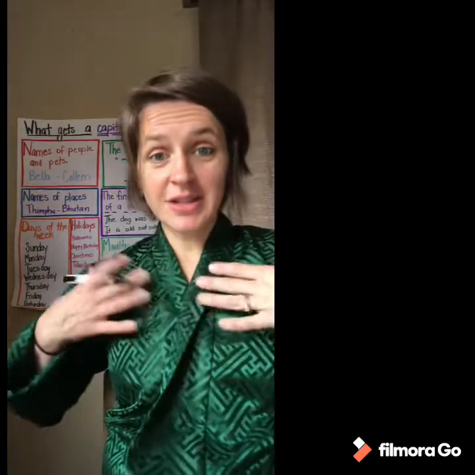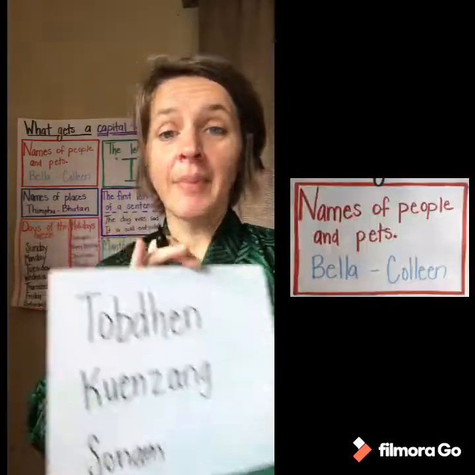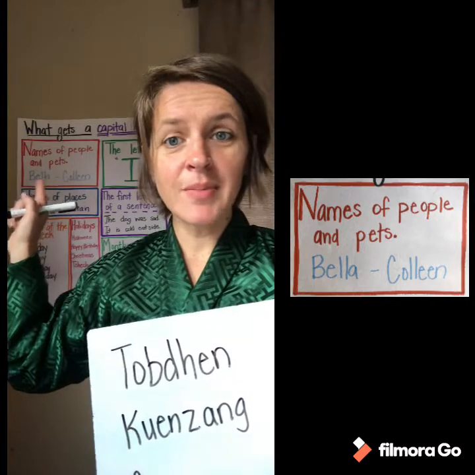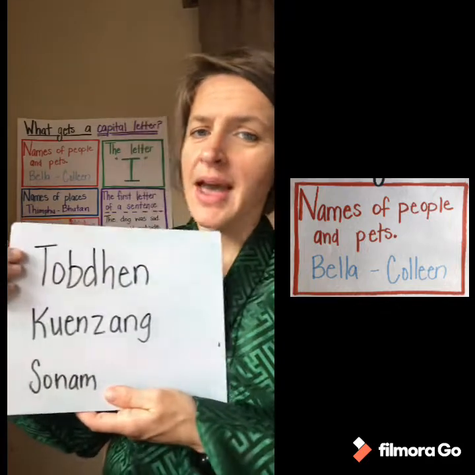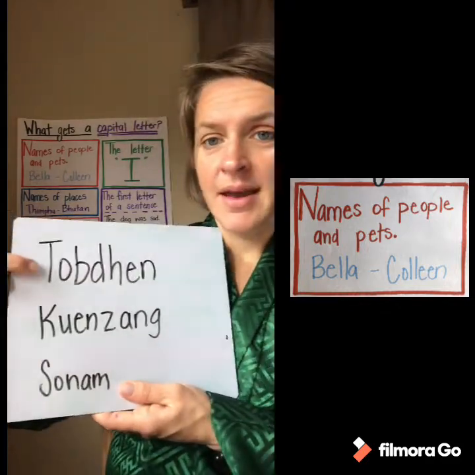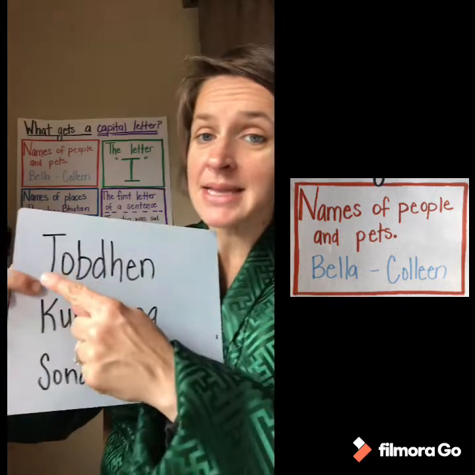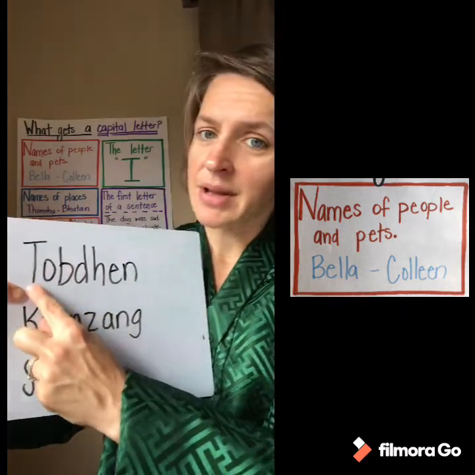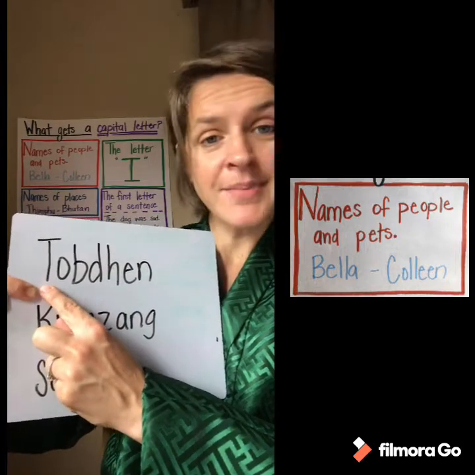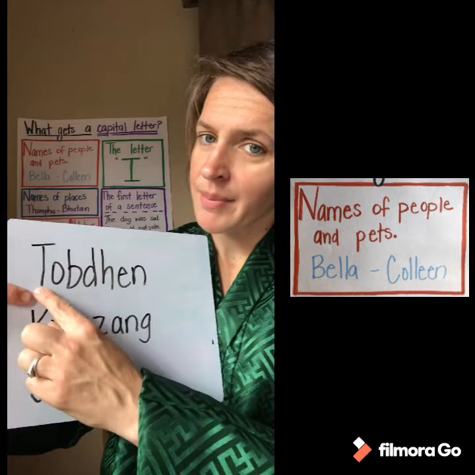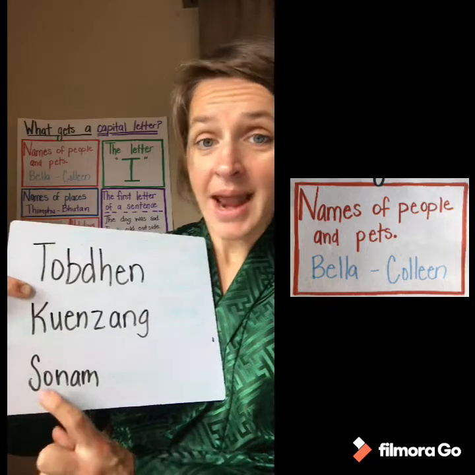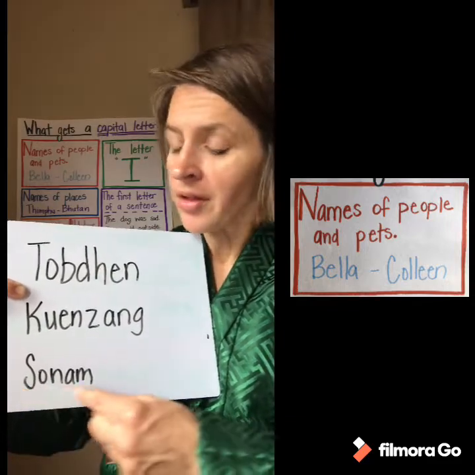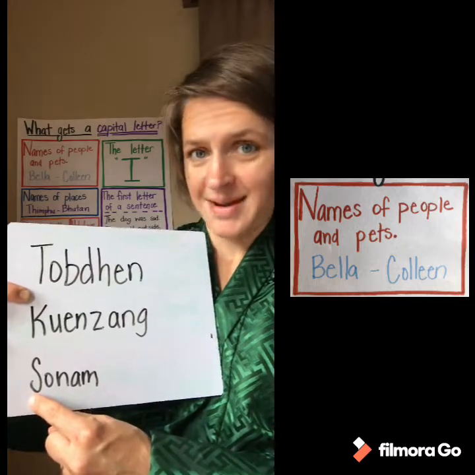The second time we use a capital letter, besides the letter I when it's talking about yourself, is that you always capitalize names, names of people and pets. If it's somebody's name or an animal's name, you use a capital letter. I have some examples here. Tobden. See, I didn't capitalize every letter, I just capitalized the first letter of anybody's name. Here's Tobden and I have a capital T. Or here's Kunzang and I have a capital K. Or Sonam and I have a capital S. But I don't have all the letters capital, only the first one in somebody's name.